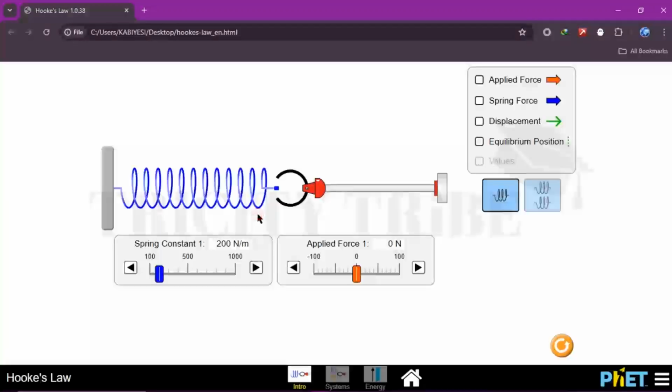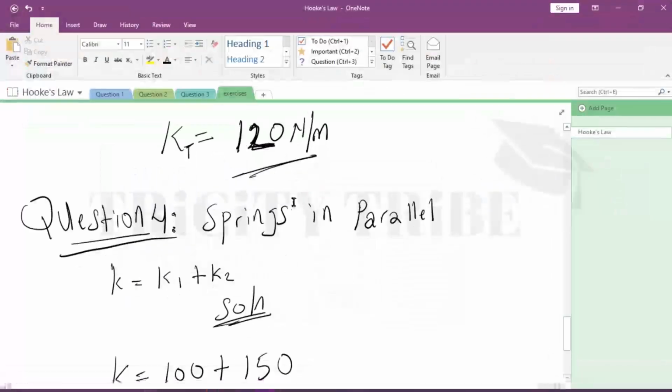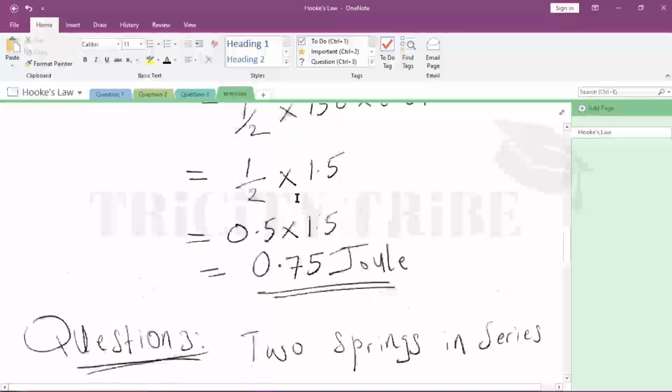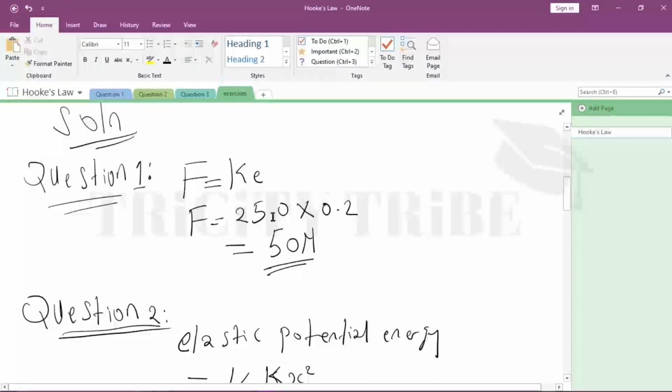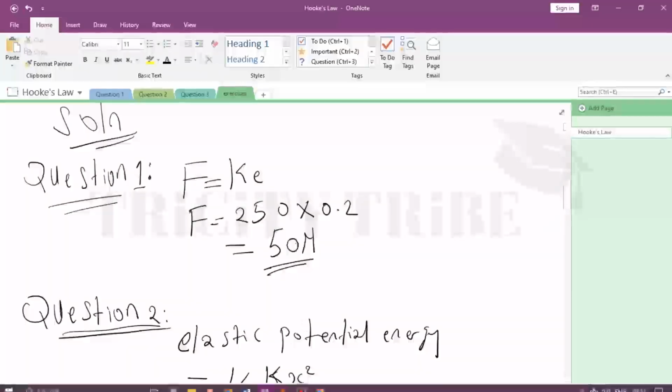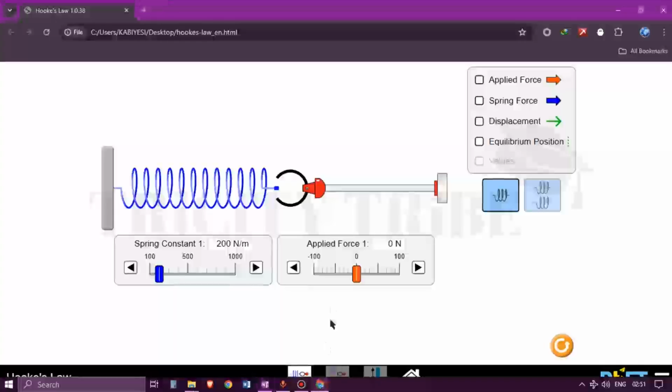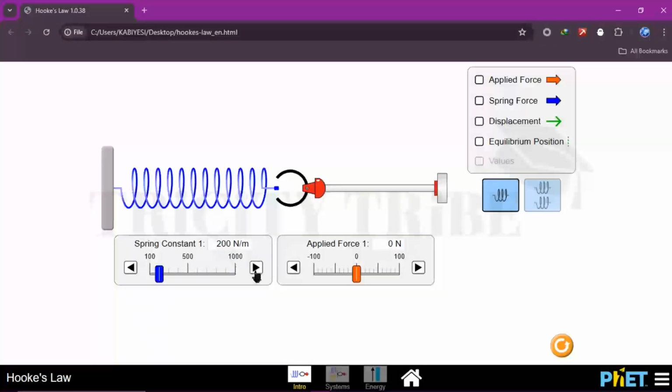Let's look at the practical aspect of this. When you look at spring constants, let us see our first question. 250 Newton per meter for the constant and a compression of 0.2 meters gives us a force of 50 Newton. Let's check if this is true.